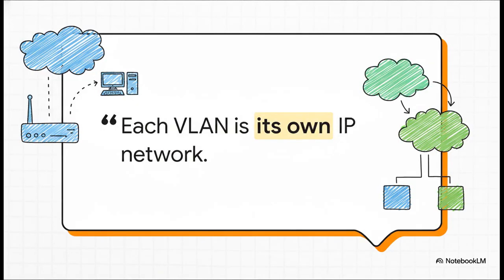And this right here, this is the mental shift you have to make. To a router, VLAN 10 isn't just a group of ports on a switch. No way. It's a completely separate IP network, say 192.168.10.0, and VLAN 20 is another one, maybe 192.168.20.0. And as soon as you have different IP networks that need to talk, you need a router, period.